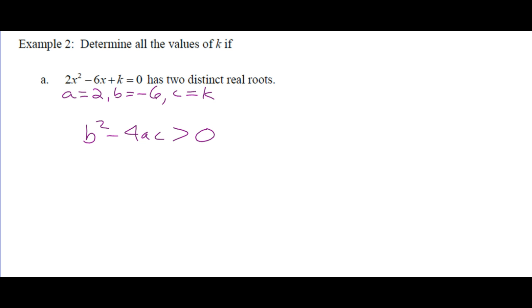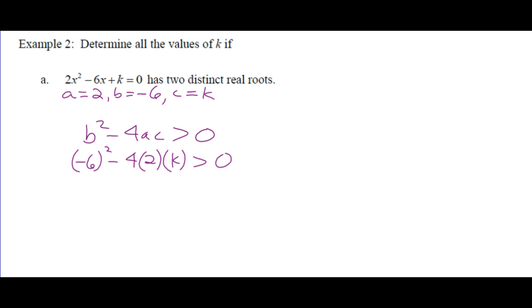So we're going to plug in, and we have to solve for k, right? So we're being asked, hey, what value can you put in here for c? What's that constant? So that I'm going to have two, well, we know if it's negative, but let's not go there yet. So we have negative 6 quantity squared minus 4 times 2 times k must be greater than 0, right? What's negative 6 quantity squared?